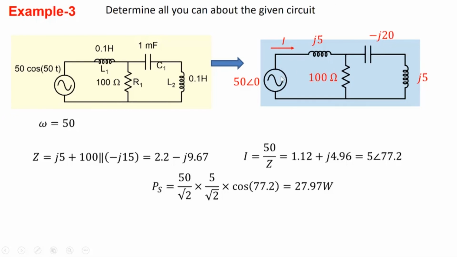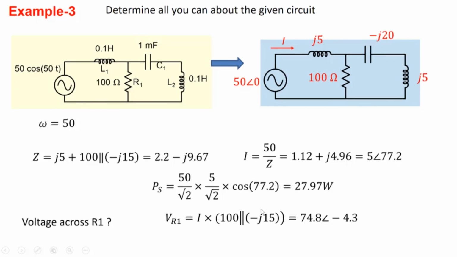And where will this power be dissipated? The inductor cannot absorb power, the capacitor cannot absorb power, so all this power must be dissipated across the 100 ohms. We can check that by calculating the voltage across the 100 ohm resistor. This current I flows through a parallel combination of 100 ohms and these two elements here. So VR1 is I times 100 in parallel with minus J15, the combination of these two. If you do it properly, that is 74.8 angle minus 4.3. So that's the value of the voltage across the resistor.